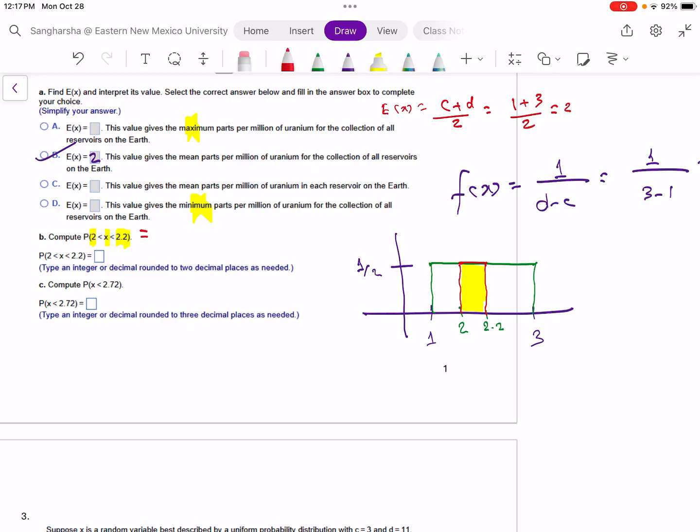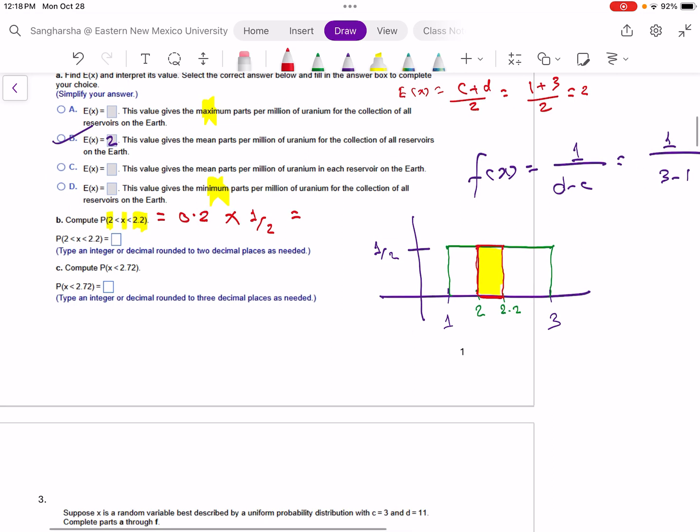This probability is equal to, so what is this horizontal distance? 0.2. What is the height of this rectangle? 0.5 or 1/2. And you get your probability. Okay, we get 1. Oh, do we get 1? Is it 2? No, that cannot be. It is 0.1, right? Because the total area is 1, but we can't have that portion equal to 1. So this is not 1.